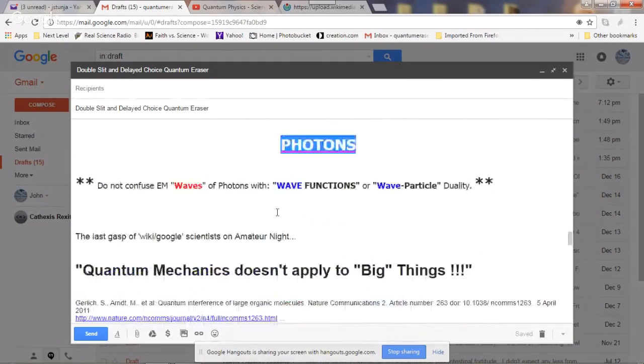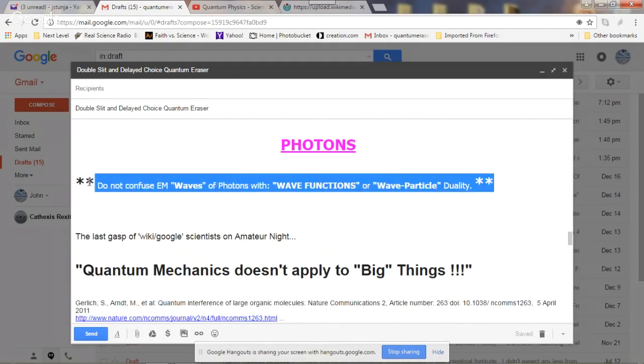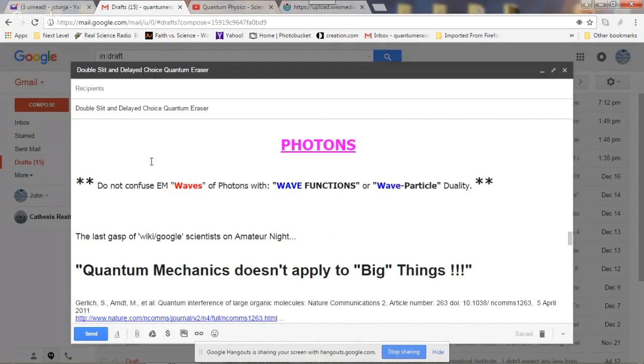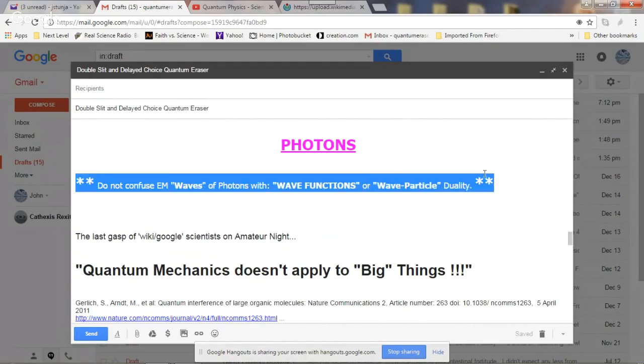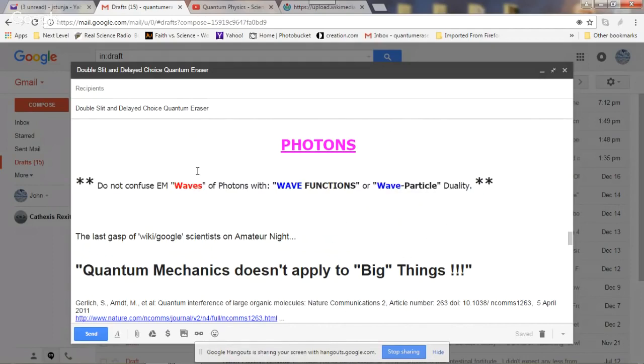Important one. Do not confuse EM waves of photons with wave functions, which we didn't get into too much here, or wave particle duality. So you can see how not only the detector point that I brought up above between the photon slit detectors and the catcher's mitt detector cause problems, this causes a lot of problems too. There's no doubt about that.